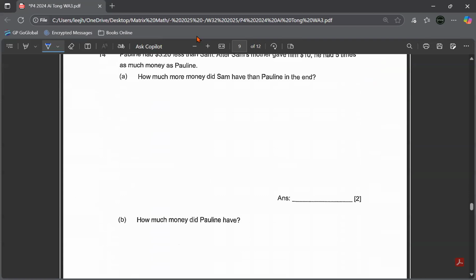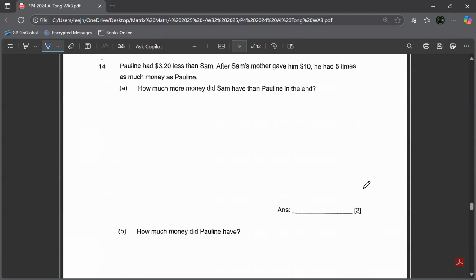Okay. Colin had $3.20 less than Sam. After Sam's mother gave him $10, he had 5 times as much money as Colin. How much more money did Sam have than Colin in the end? And B, how much money did Pauline have?